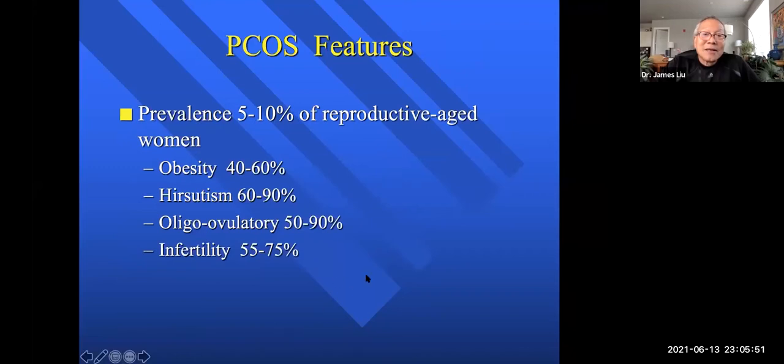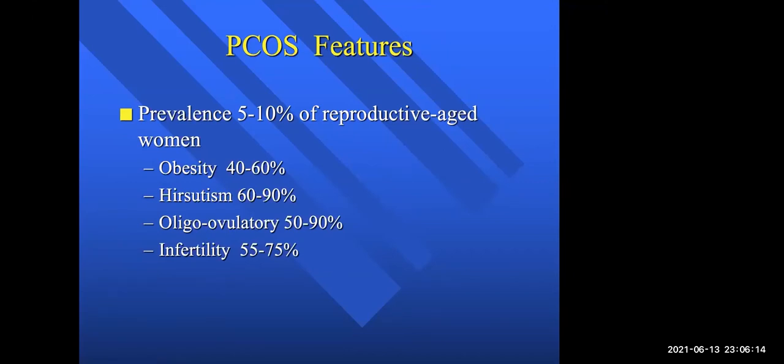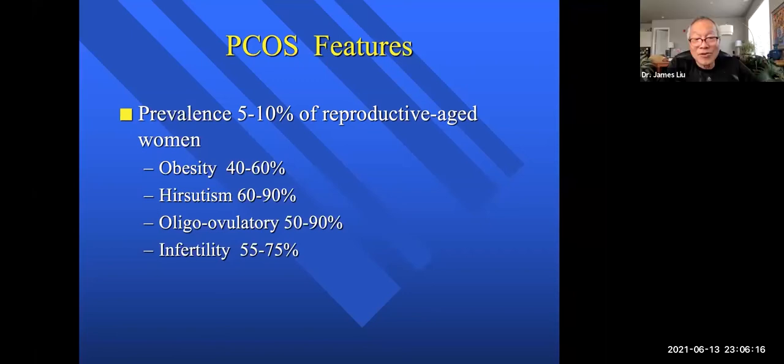So PCOS features that we see typically in the US, 5 to 10% of reproductive age women. It's probably higher than that. When I made this slide, it's probably closer to 20% in the population that we see from the inner city. Obesity being present in over 60%, some facial hirsutism present in up to 90%, and at least 50% not ovulating at all, and infertility in over half the patients.